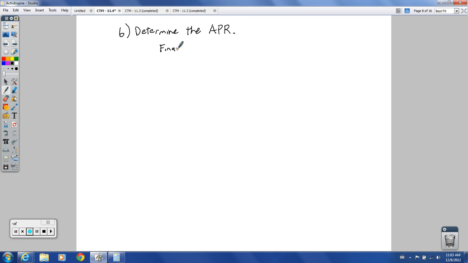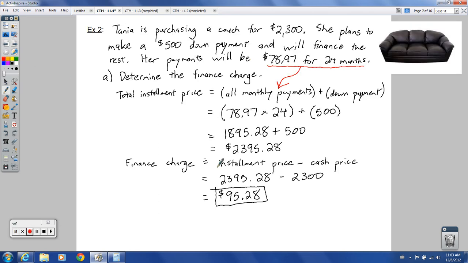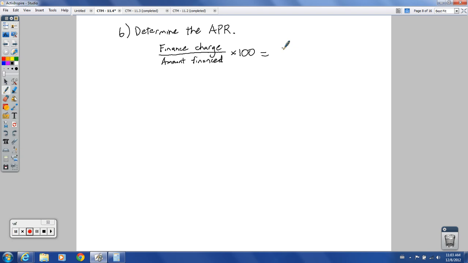So determine the APR. This is a little formula that you'll need to remember: the finance charge divided by the amount financed times 100 will give that to you. So if you ever determine the APR, use the finance charge divided by the amount financed times 100. What's that going to equal in our circumstance? Well, we just said it was 95.28 for the finance charge.